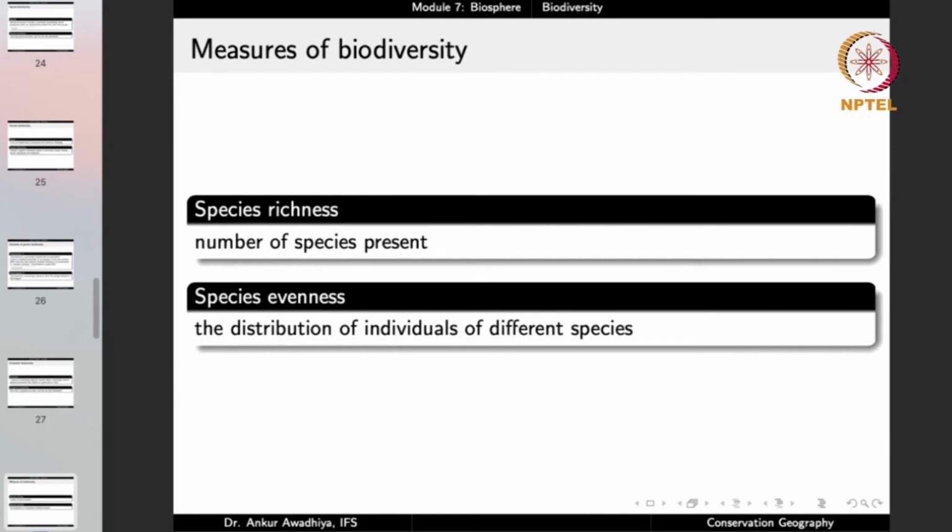To measure biodiversity, we can make use of certain indices. For instance, in the case of species biodiversity, we can have two things. One is species richness, that is the number of species that are present, and the other is species evenness, that is the distribution of individuals of different species.